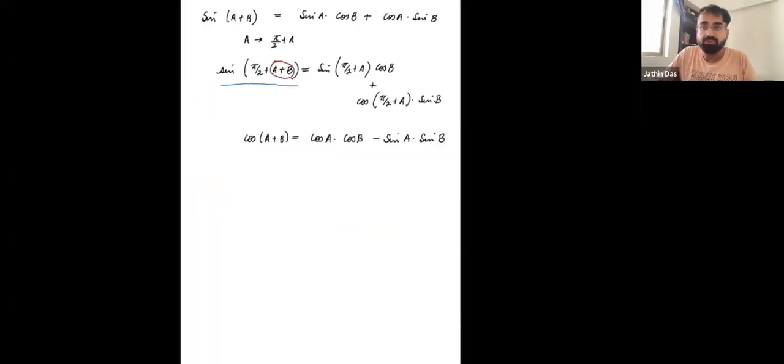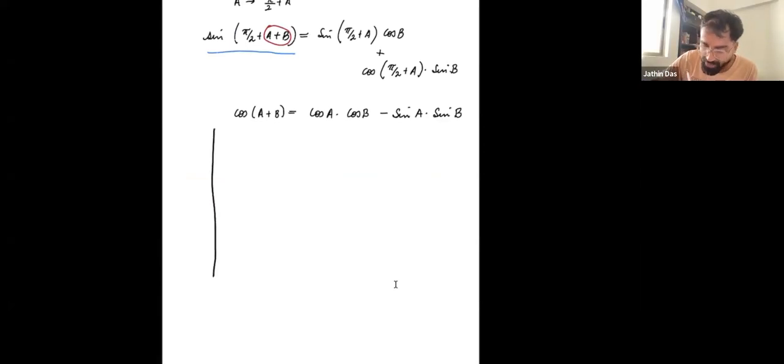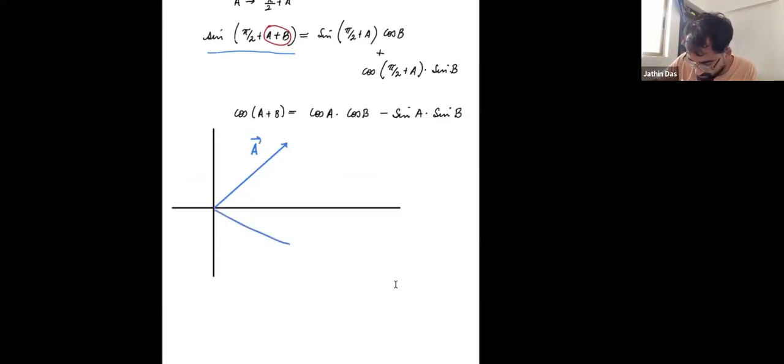Now I told you I will tell one more method using vectors, and then we will do that. The cos(A + B) one. You can think about it through vectors. Vectors, you know dot product, no? So suppose there is a vector A and there is a vector B, and this angle is A. I cannot keep the vector name A, I'll keep it something else.